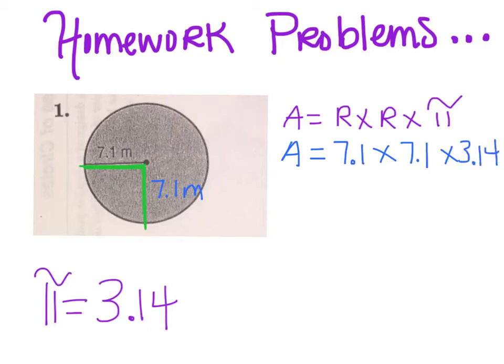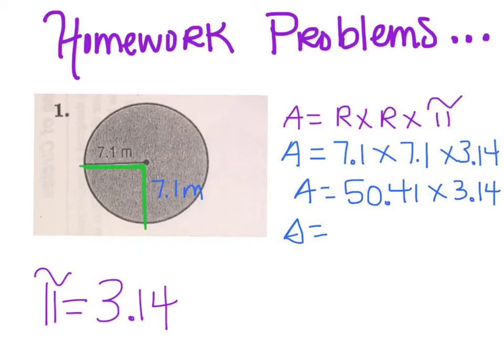And yes, I do want you writing down this entire number sentence. I do not want you doing it in your head. I do not want you just typing it in your calculator. Please write it out just like this so that you know what you are doing. You should now be typing in 7.1 times 7.1. If you've typed that in, you should have gotten 50.41, then times the number that we're using for pi, which is 3.14.